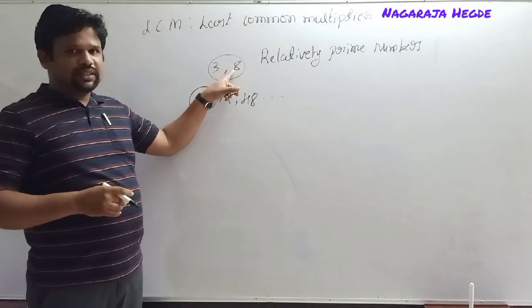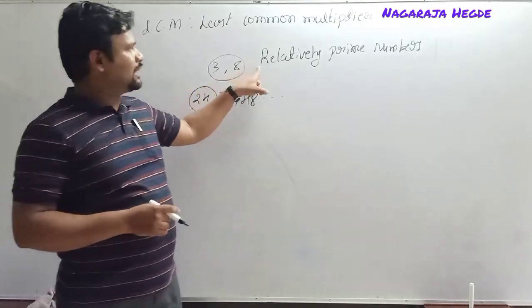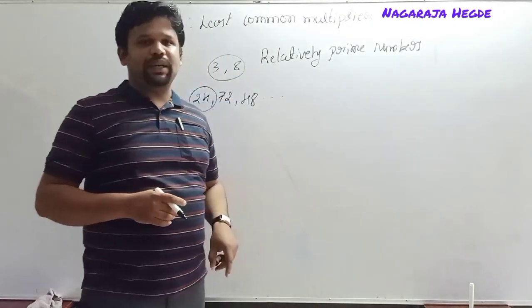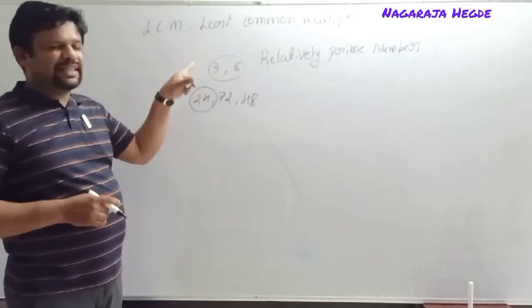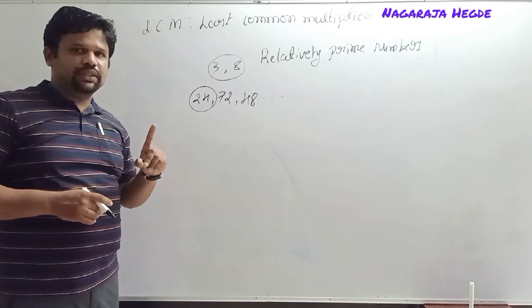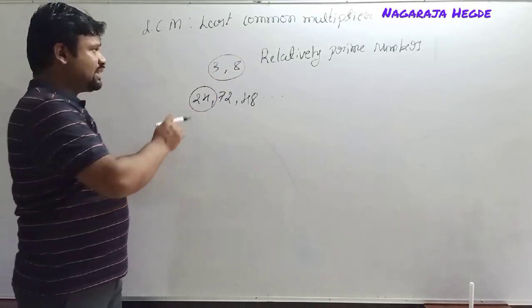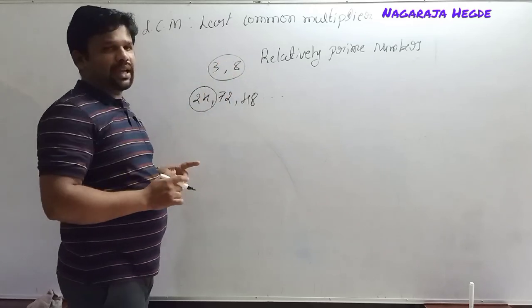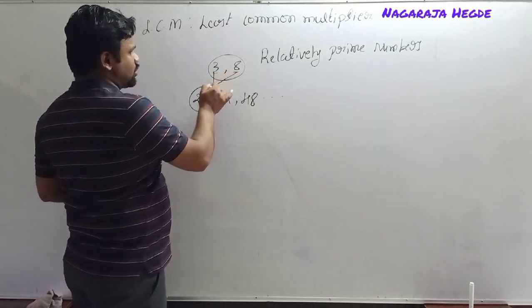If these two numbers do not have any common factors, then we can say that they are relatively prime numbers. If you observe 3 and 8, there is no common factor except 1. So they are relatively prime. If these two are relatively prime, then the LCM of these two is nothing but the product of these two.